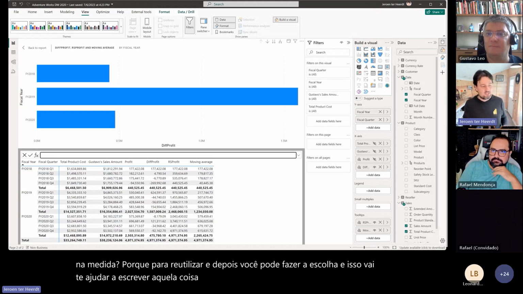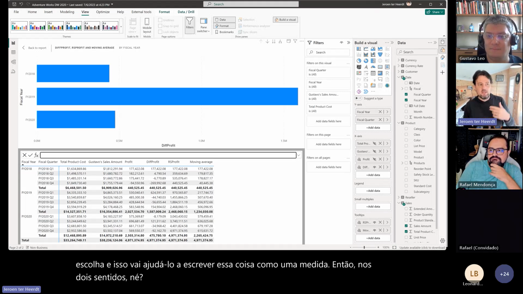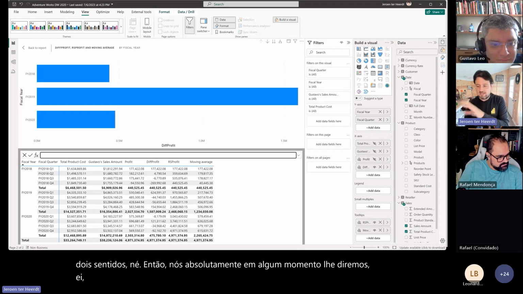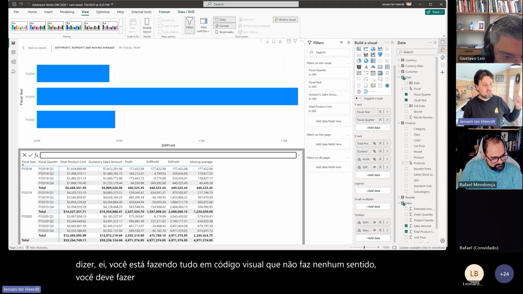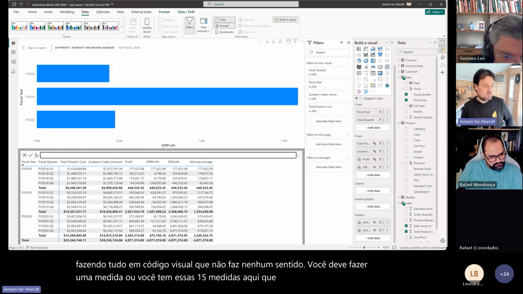So both ways. We will absolutely at some point tell you, hey, you're doing everything in visual calcs, that doesn't make any sense, you should do a measure. Or you've got these 15 measures here that you only use in one visual. Why don't you just make a visual calc?